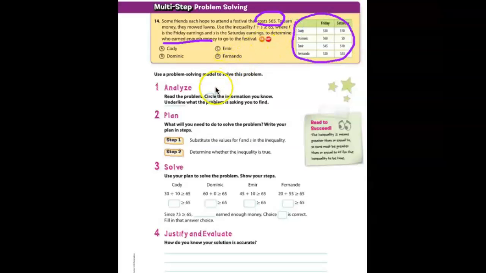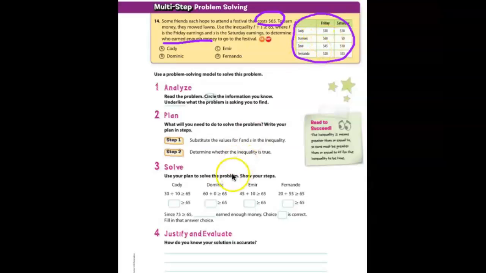Okay, so now that we know where all the important information is, we're going to go ahead and solve using our plan. So we're going to first substitute the F for Friday values. We're going to substitute the S for the Saturday values. And then we're going to determine what is true. So we have 30 plus 10. We're doing Cody first. Cody had $30 on Friday, $10 on Saturday. 30 plus 10, is that greater than or equal to 65? And then we're going to write out Dominic.